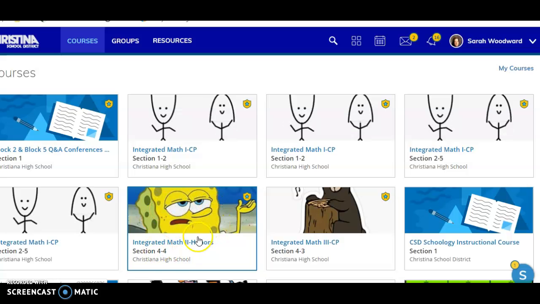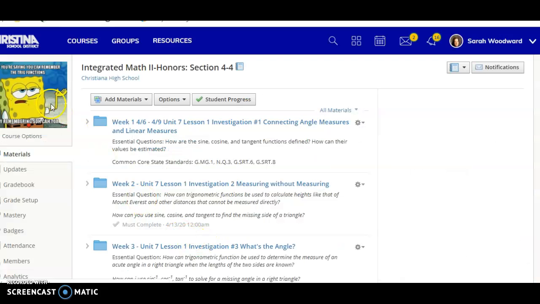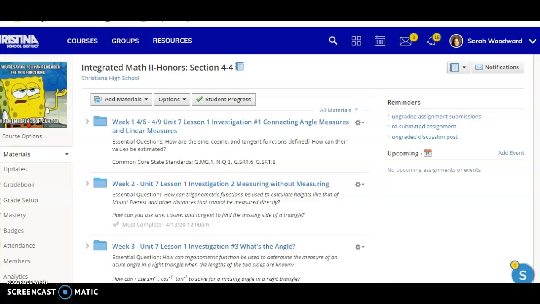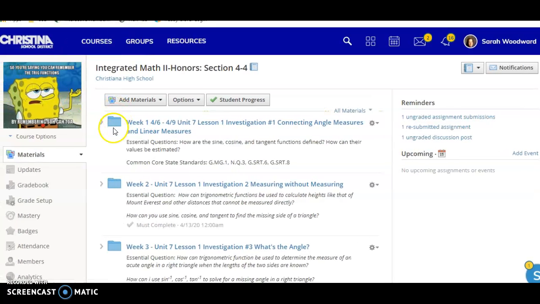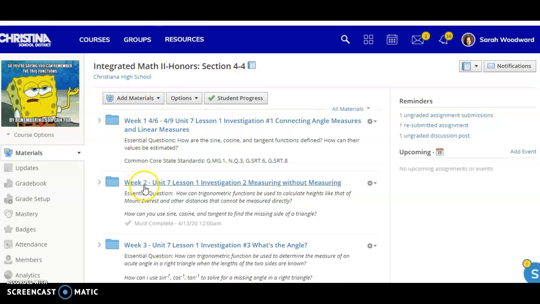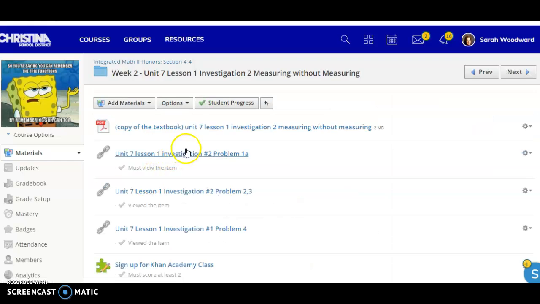So if you go here, I put in our IM2 honors. You see SpongeBob. SpongeBob is saying something cute. He says, "So you're saying you can remember the trig functions by remembering SOHCAHTOA." So this week we're learning about SOHCAHTOA. So you want to go to week 2. And it says must view this item, meaning you have to click on it and watch the video.